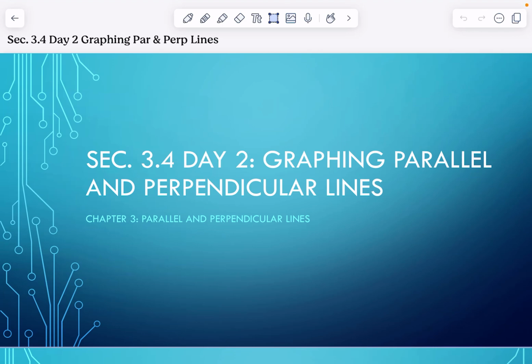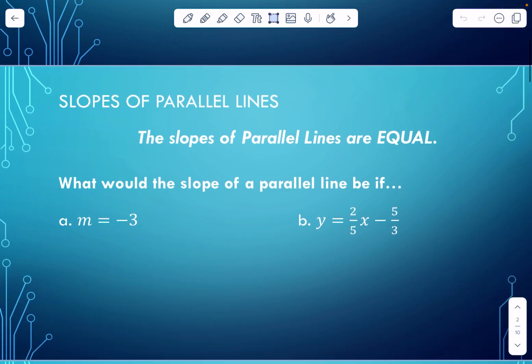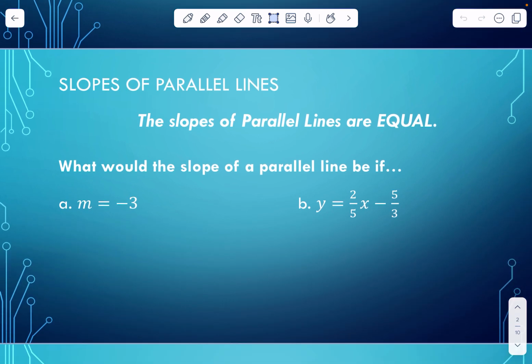Chapter 3, Parallel and Perpendicular Lines. And now what we're going to do is practice graphing lines, but now we're going to focus in on graphing parallel lines and perpendicular lines. All right, so if you remember back to your algebra, we have a relationship for parallel lines.